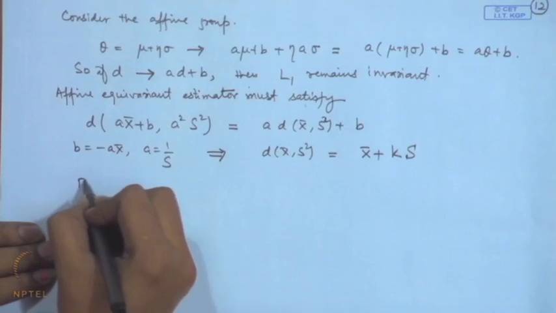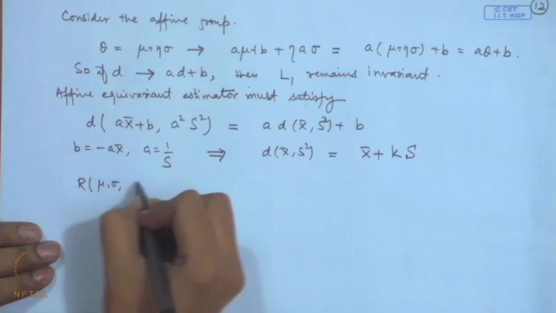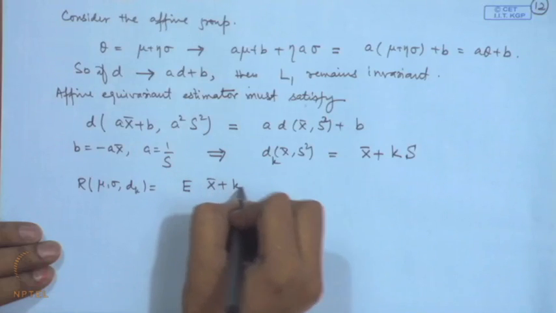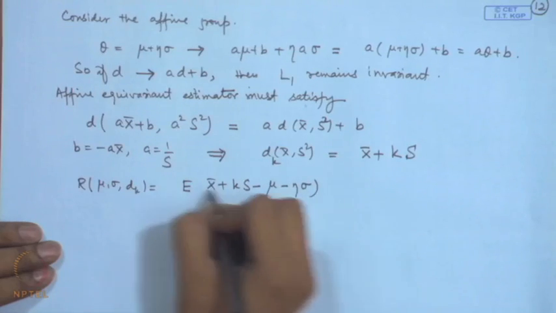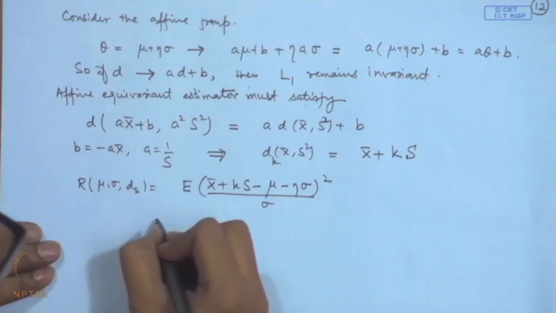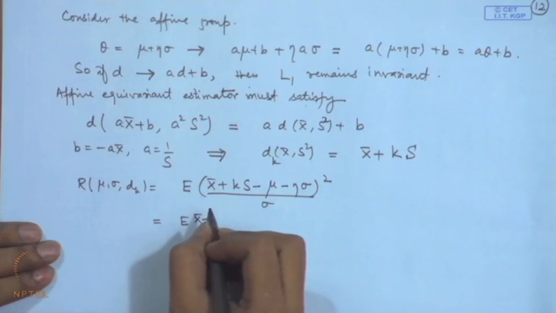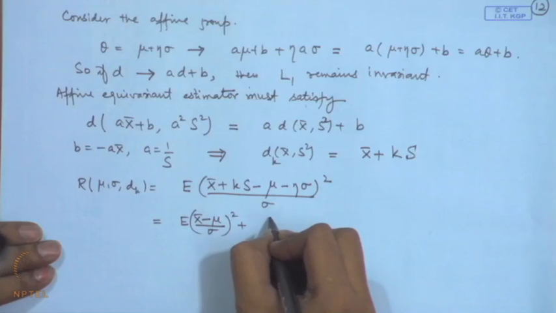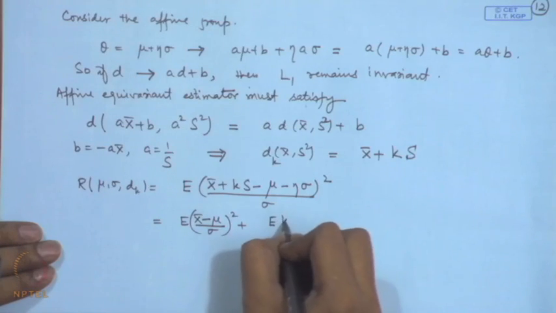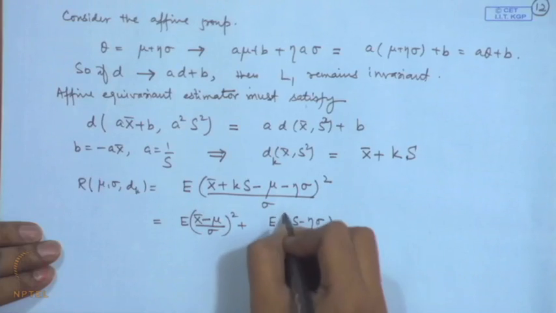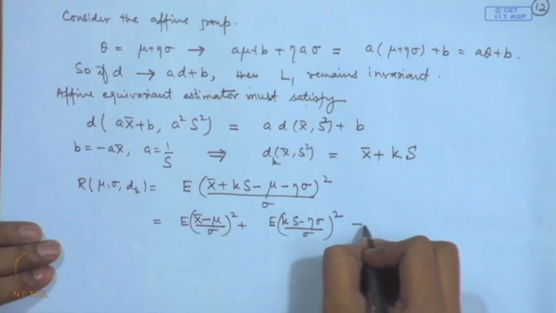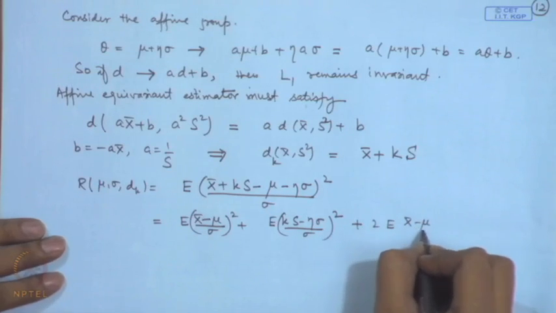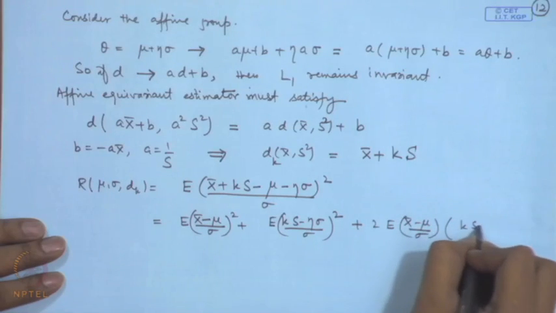Now, if you consider the risk function of this estimator, that is expectation of (x bar plus k s minus mu minus eta sigma) by sigma whole square, then we can write it as expectation of ((x bar minus mu) by sigma) whole square plus expectation of ((k s minus eta sigma) by sigma) whole square plus 2 times expectation of (x bar minus mu) by sigma into (k s minus eta sigma) by sigma.